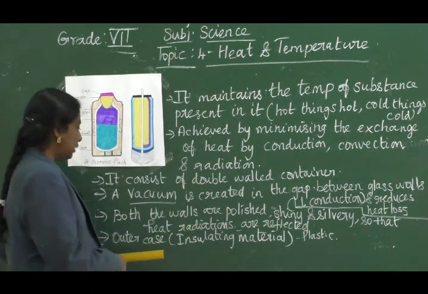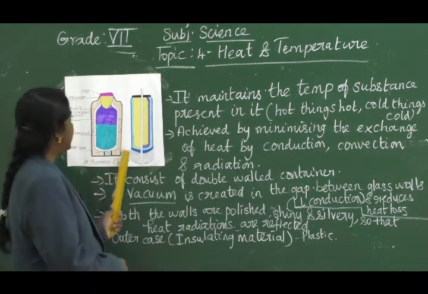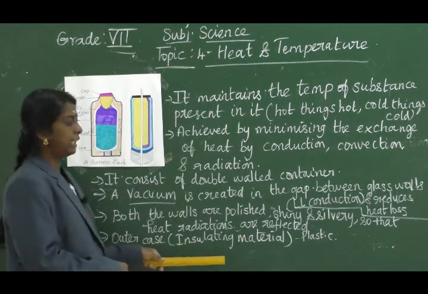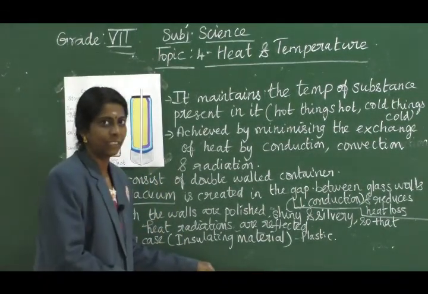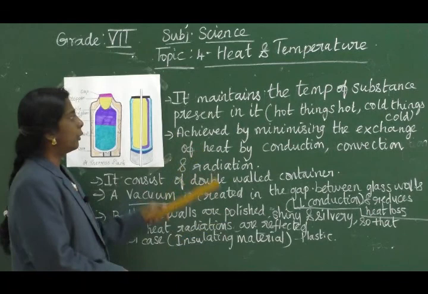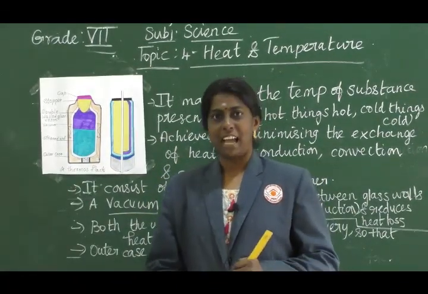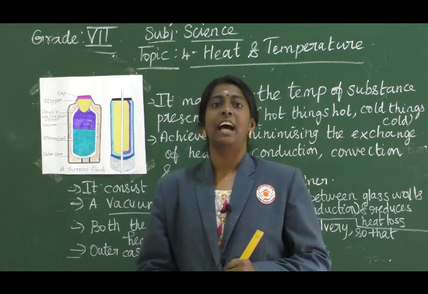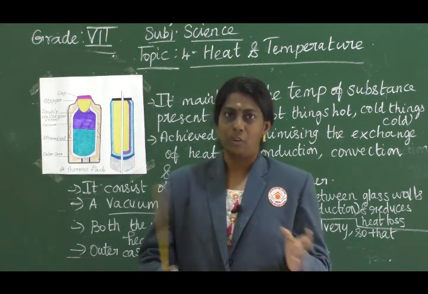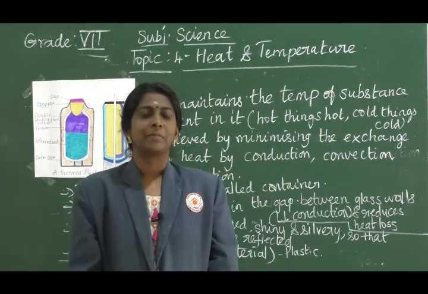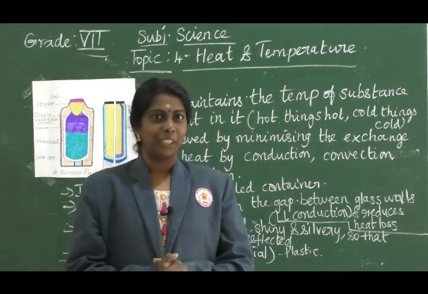Okay, and then the outer case will be made of an insulating material, that is plastic. Clear? So this is what about the Thermos Flask. So children, this is how in Thermos Flask hot things are hot and cold things are cold for a long time. Clear? And children, that's all about the unit.